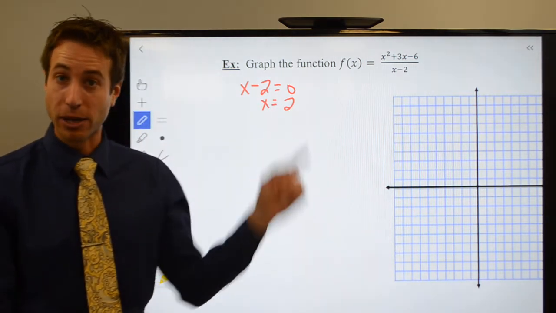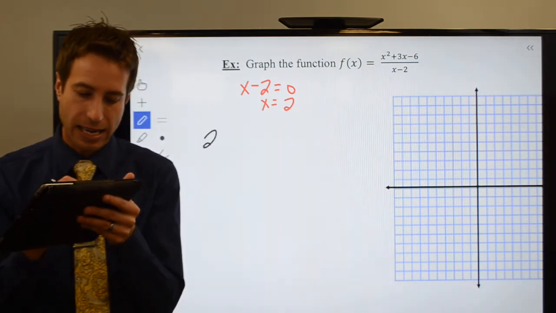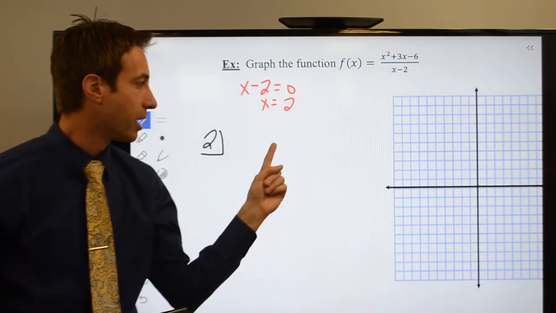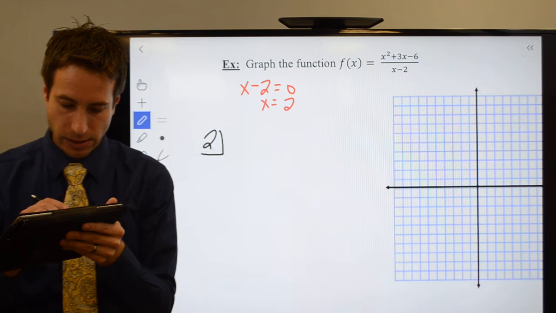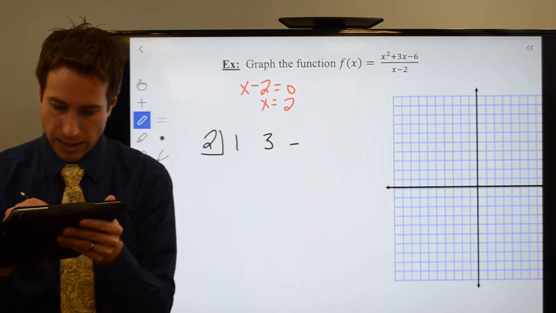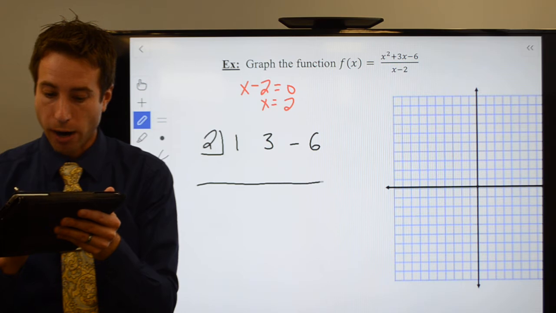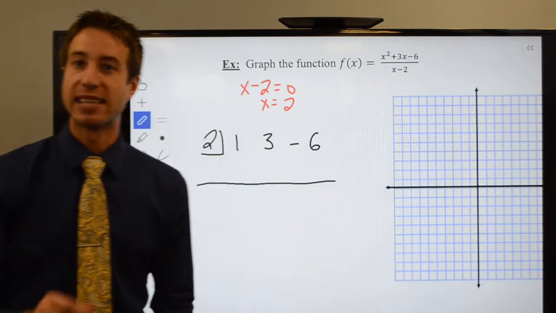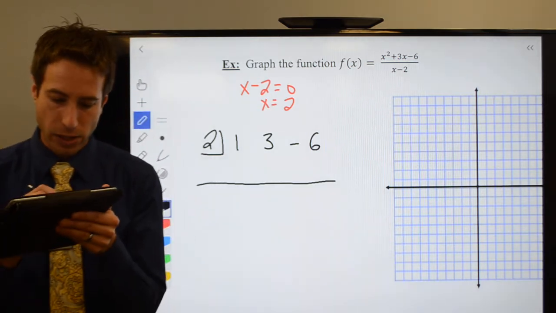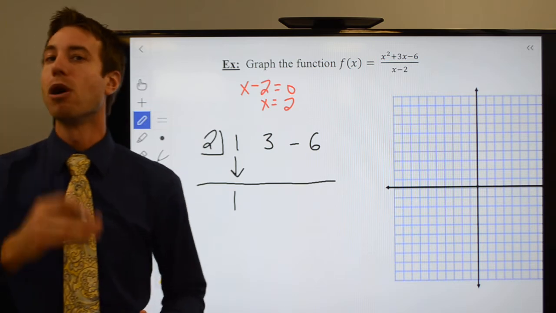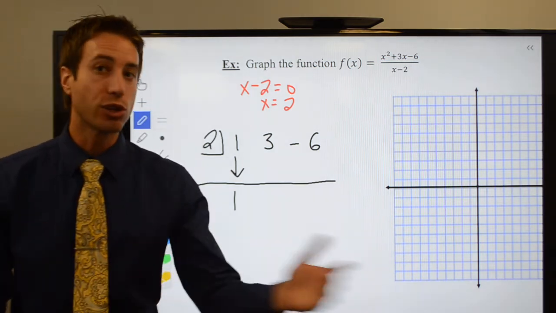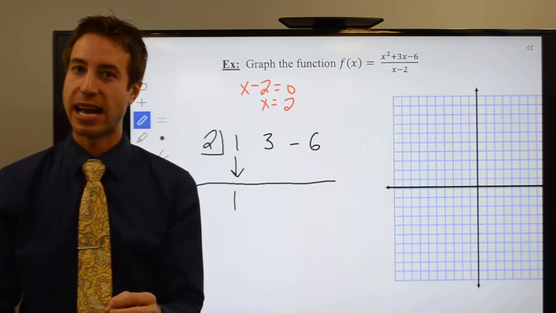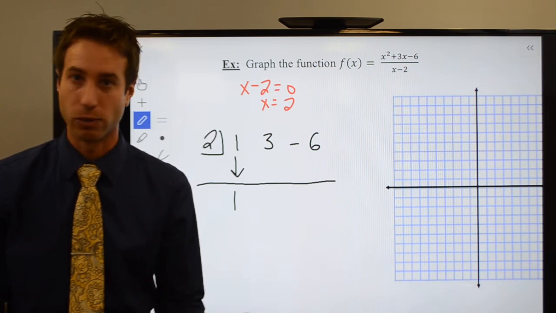This value that I'm going to do the synthetic division with goes inside of the bracket, and then I just pull out the coefficients. 1, 3, negative 6. I then use a bar to separate my work from my answer. The way synthetic division works is you bring down the first value, so the 1 comes down, and then you multiply and add until you run out of numbers. But just like with long division, I'm finding a slanted asymptote. The remainder doesn't matter. We don't care.